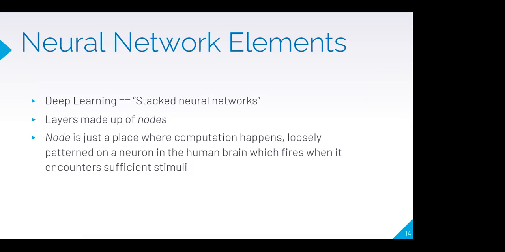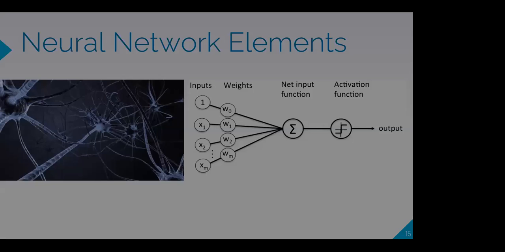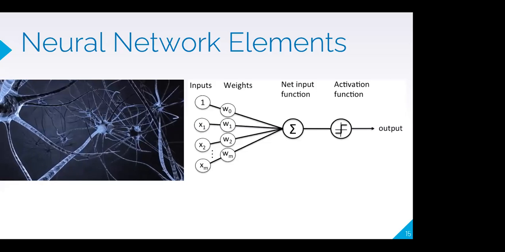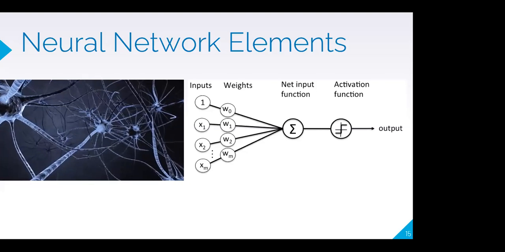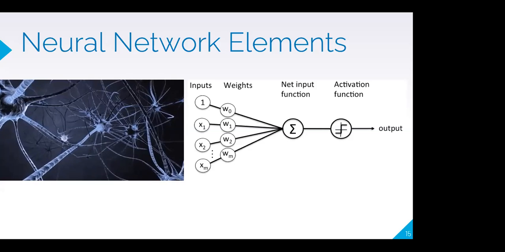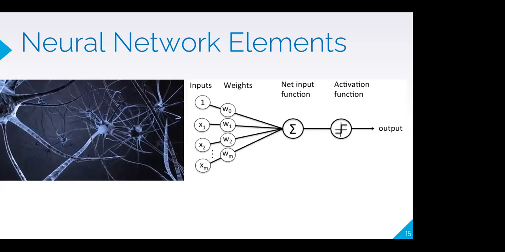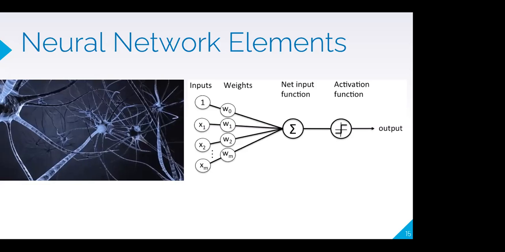So what are neural network elements? Deep learning has a bunch of stacked neural networks, and these layers are made up of nodes. A node is like the neuron in the brain. It is just a place where computation happens, right? And it fires when it encounters stimuli, just like the neuron in our brain. Over here, as I mentioned, synaptic strengths, like the weights, are learnable and control the strength of influence and its direction.